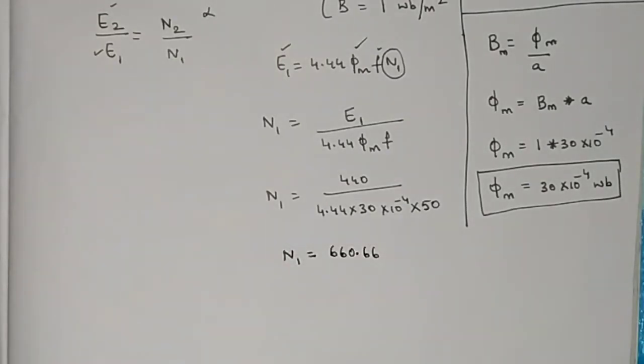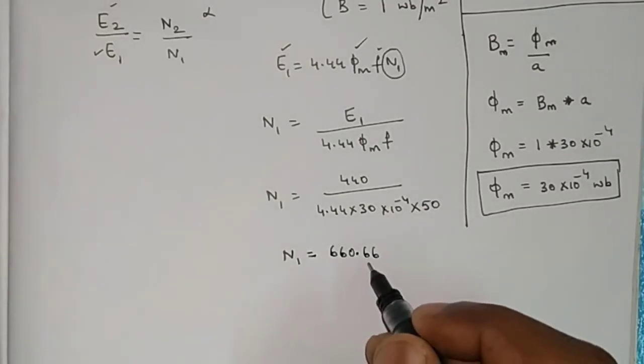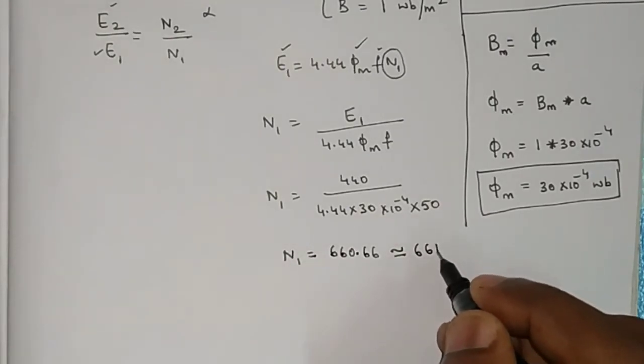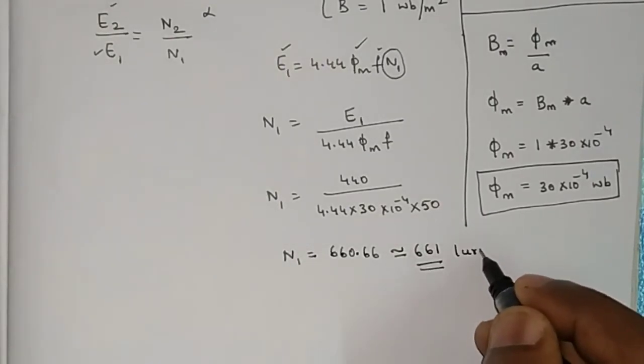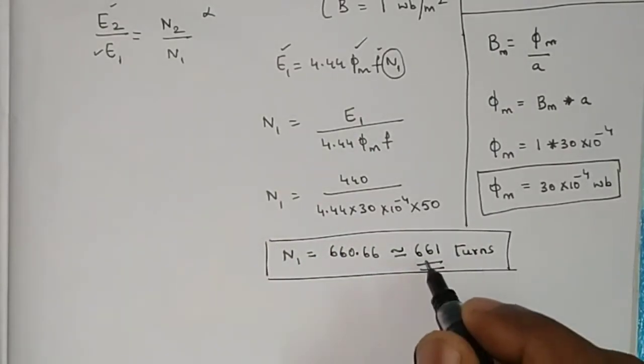660.66. Here one more thing you need to remember is the number of turns will be a whole number. You're getting a decimal, so you need to write down the whole number. So the next highest number will be 661. The unit will be turns. So the number of turns in the primary winding will be 661 turns.